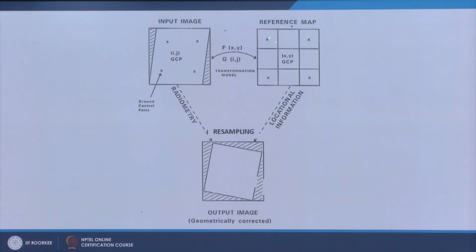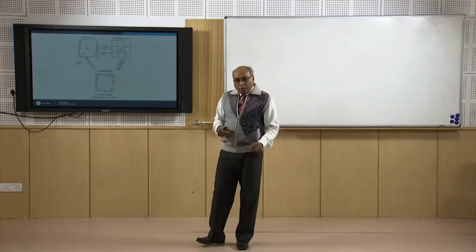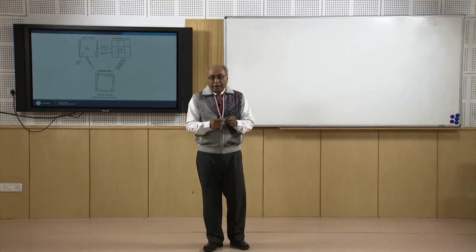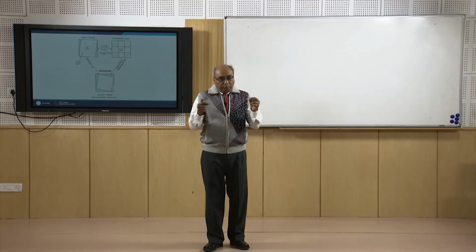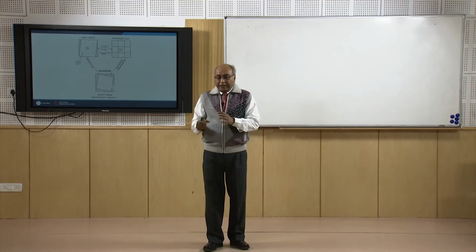And this is my reference map, the master image. This is the input image, where skewness effects are visible. So, this is the raw image, this is the master image. Now, these are the ground control points. What are ground control points? Ground control points are those points which are commonly visible in both my image and, say, in a map.